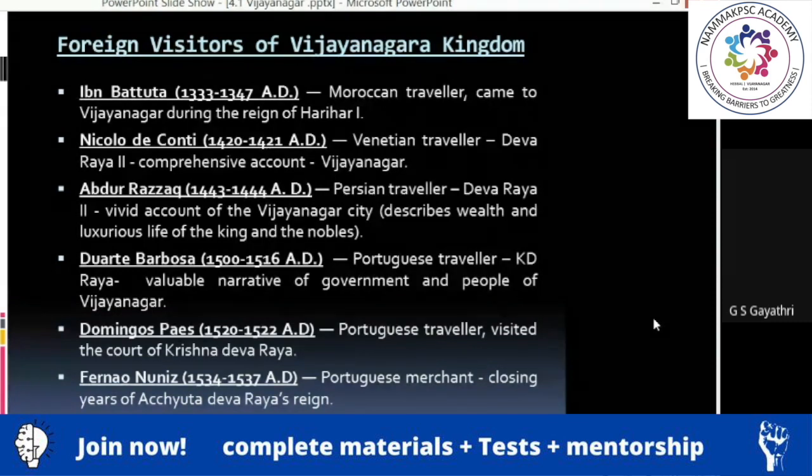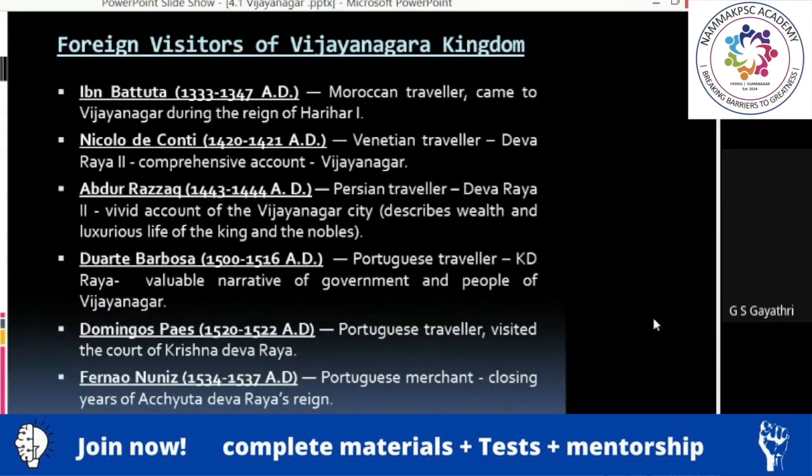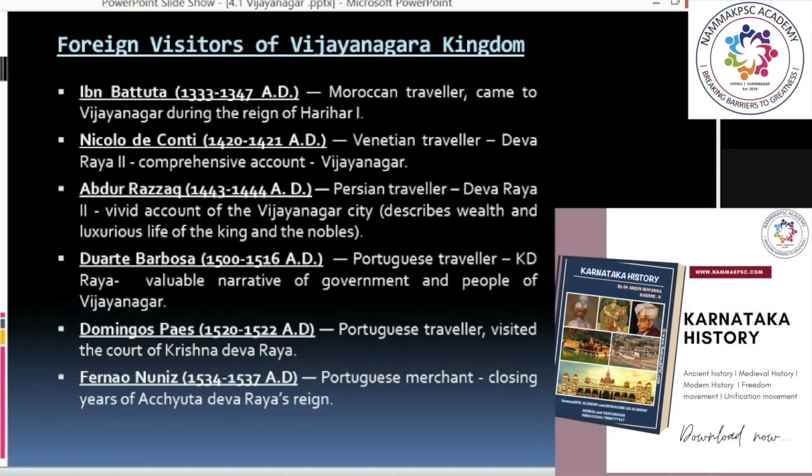our archaeological evidences. Okay, next comes Duarte Barbosa, 1500 to 1516, a Portuguese traveler. Look at this, 1500 to 1516. So in modern Indian history, you will understand that around 1498 is when Vasco da Gama comes in. So 1500 onwards is where you will start seeing the Portuguese people coming into India. Therefore, Duarte Barbosa is again a Portuguese traveler. So he visits during Krishnadeva's time.